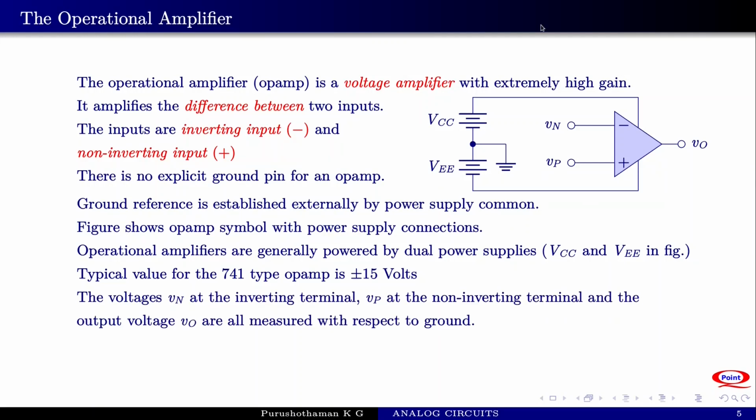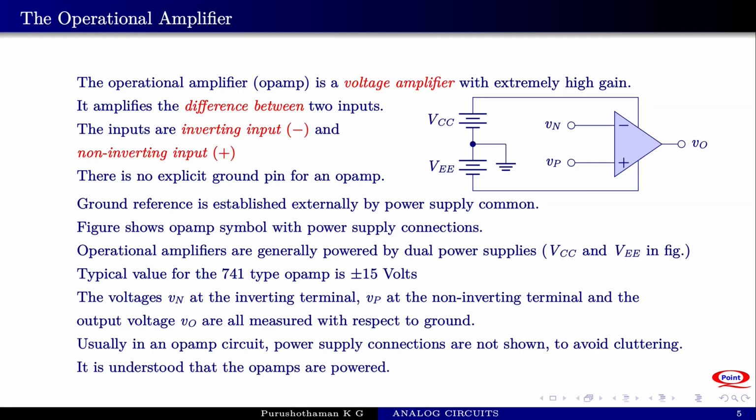The voltages Vn at the inverting lead, Vp at the non-inverting lead and Vo at the output lead are all measured with respect to ground. In a practical operational amplifier circuit, the power supply connections are not explicitly shown. It is understood that the operational amplifiers are powered.